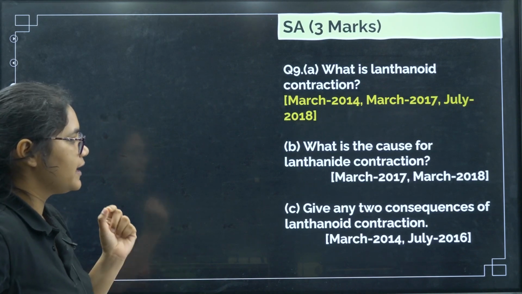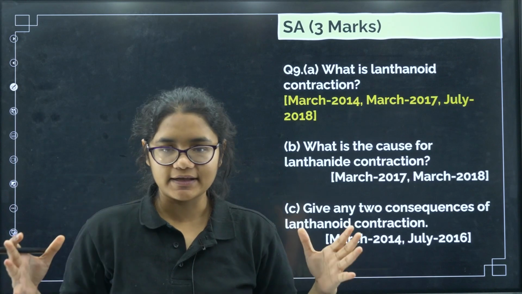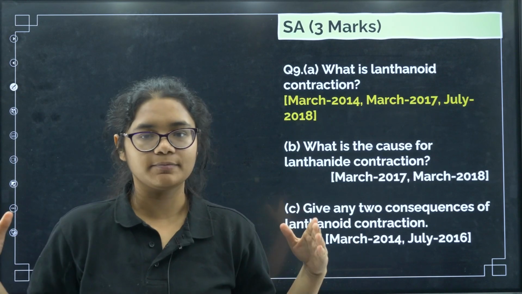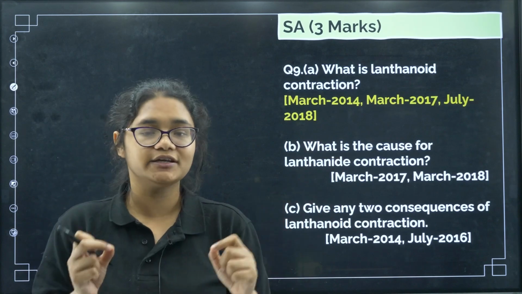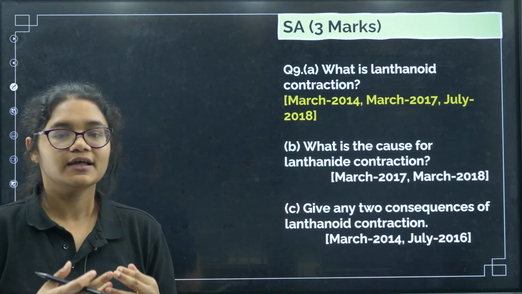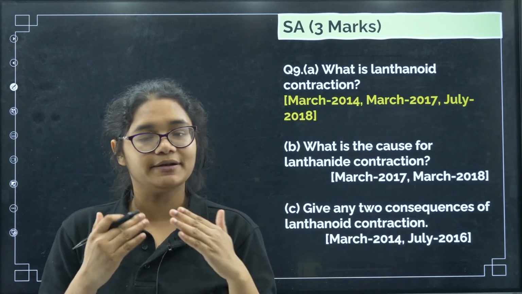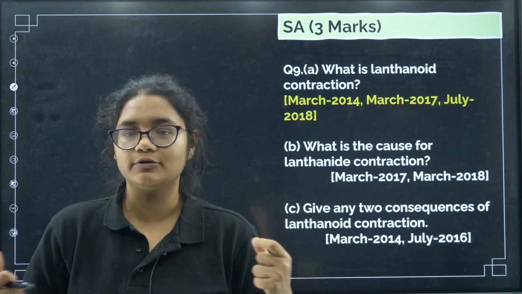What is lanthanide contraction, the cause of lanthanide contraction, and 2 consequences? The steady decrease in the size of the elements along the period is called lanthanide contraction. What is the cause of that? Poor shielding effect of 4f electrons. And what are the consequences? The sizes of 4d and 5d elements are almost similar, so they have the same physical properties, and it becomes difficult to separate them.